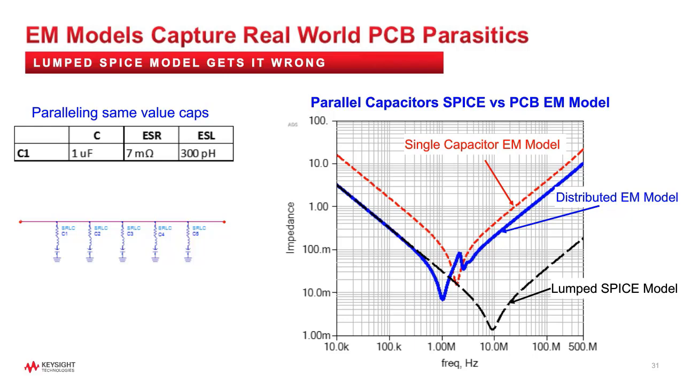The blue trace for the EM simulation of the 5 capacitors in parallel shows that while the capacitance is 5 times greater than the single capacitor, the resistance and inductance are only halved, and they are not the same as the dashed black trace result for the lump SPICE simulation of this schematic. An EM simulation is the best way to get the optimum decoupling design.